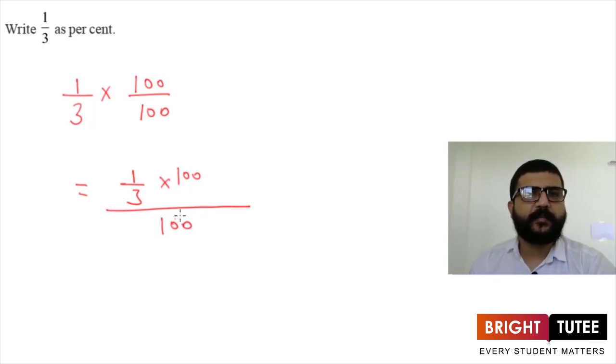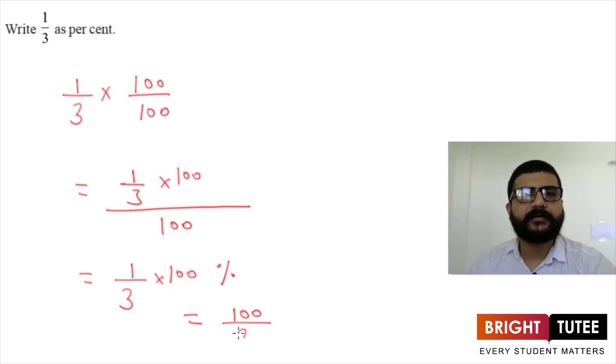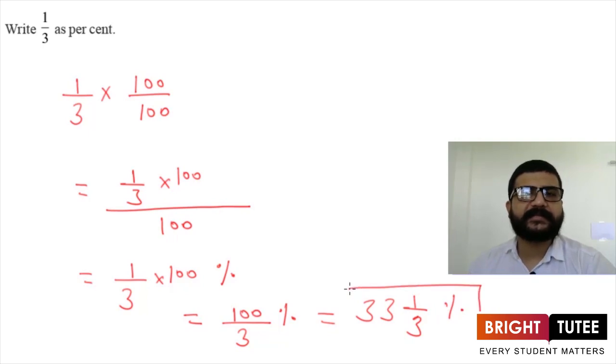Now see here, denominator of this fraction is 100 and what is the numerator? It is 1 upon 3 into 100. So it means it will be equal to 1 upon 3 into 100 percent. Now what is 1 upon 3 into 100? It will be 100 upon 3%. Now by simplifying this we will get 33 1 upon 3, that is 33 whole 1 upon 3%. So this is the final answer we will get from here.